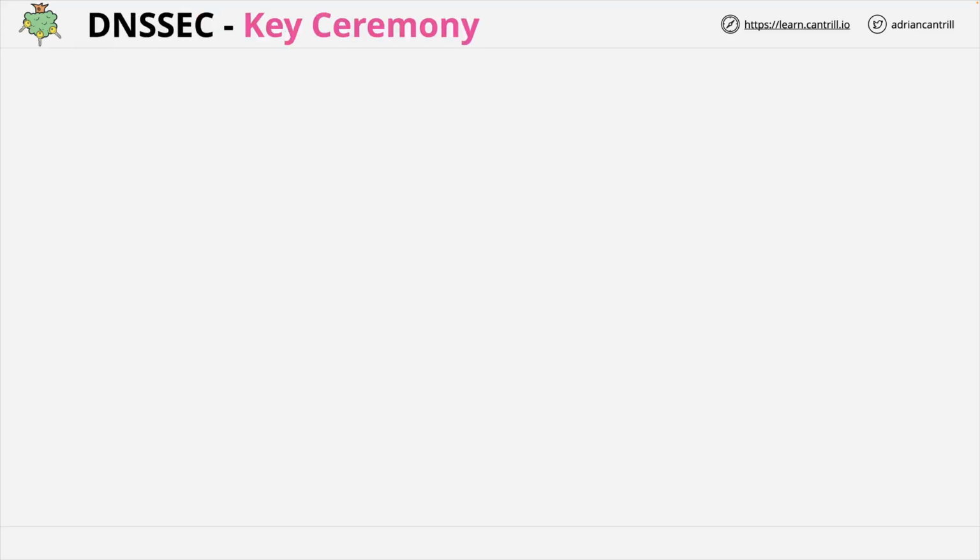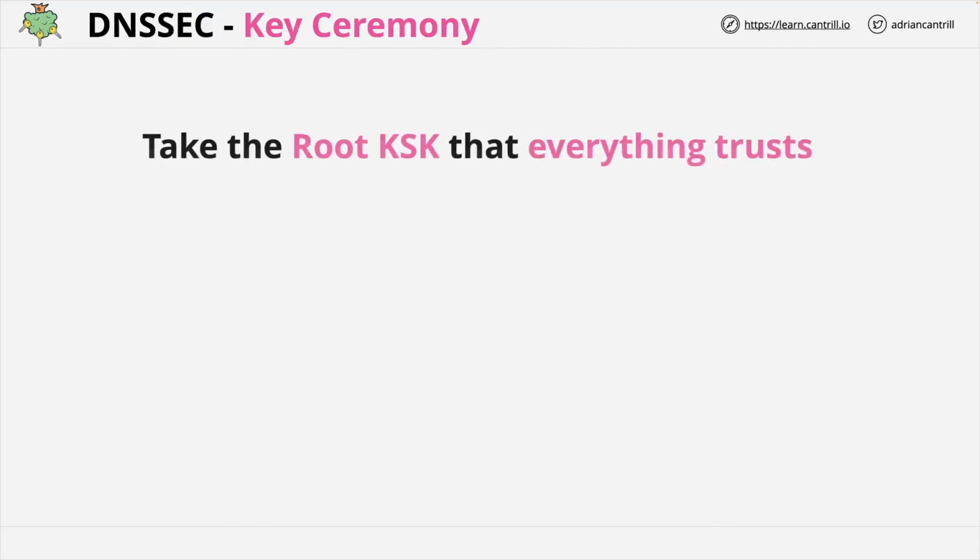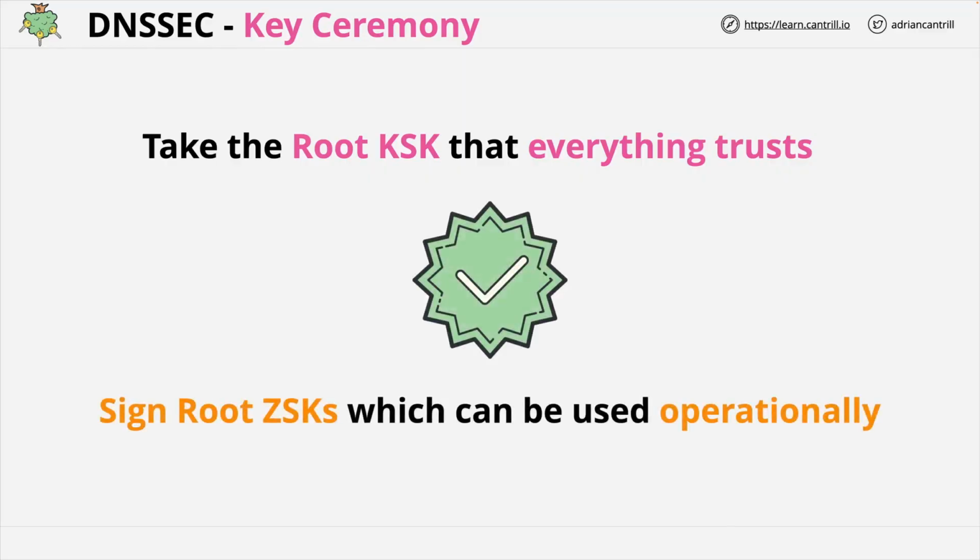So during this ceremony, we take the root key signing keys which everything trusts, but which are too important to be used day to day, and we use those to sign root zone signing keys which can be used on a more operational basis, and these can be used to sign individual resource record sets within the root zone. And it's that public and private zone signing key pair which is then used to create the chain of trust which allows trust in top level domains, and then those top level domains can pass that trust on to domains, and then in domains that trust can be passed to individual resource record sets.